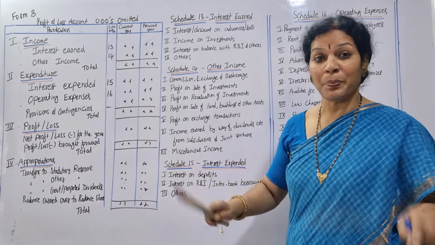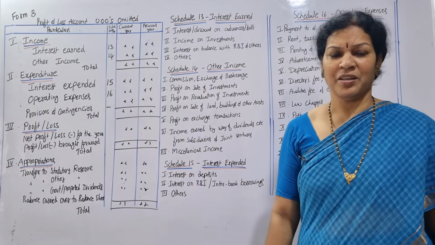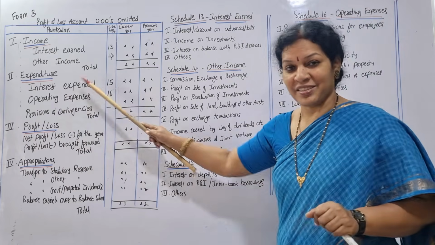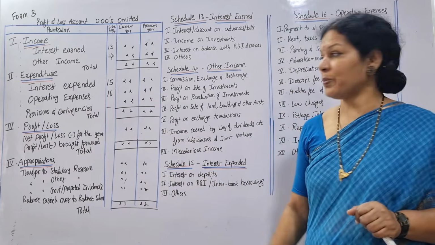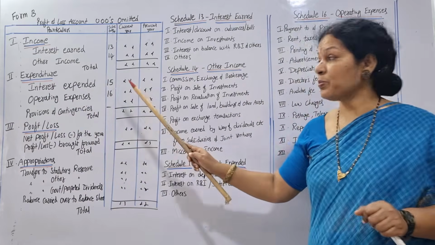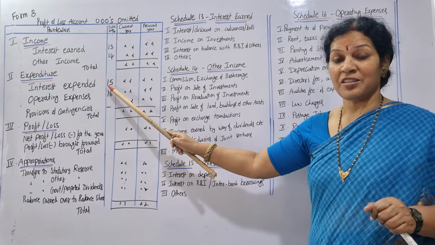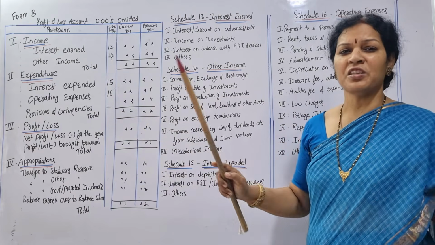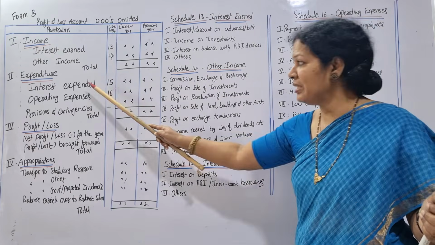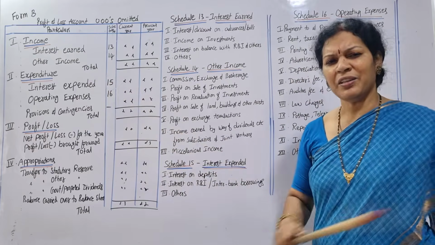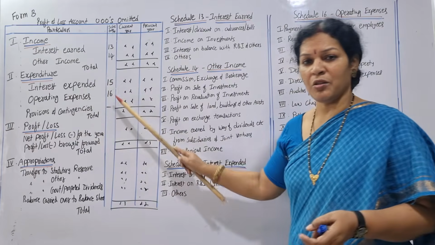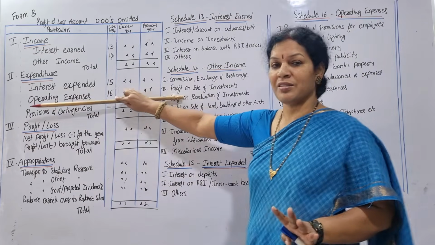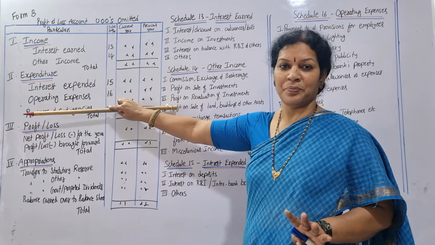How much interest is paid by the bank? When the bank takes any loans, then they have to pay the interest. That is interest expended. And operating expenses, schedule number 16. Operating expenses means the expenses which do not come under interest expended. Everything comes under the operating expenses. Schedule number 16. With this, schedules are completed.